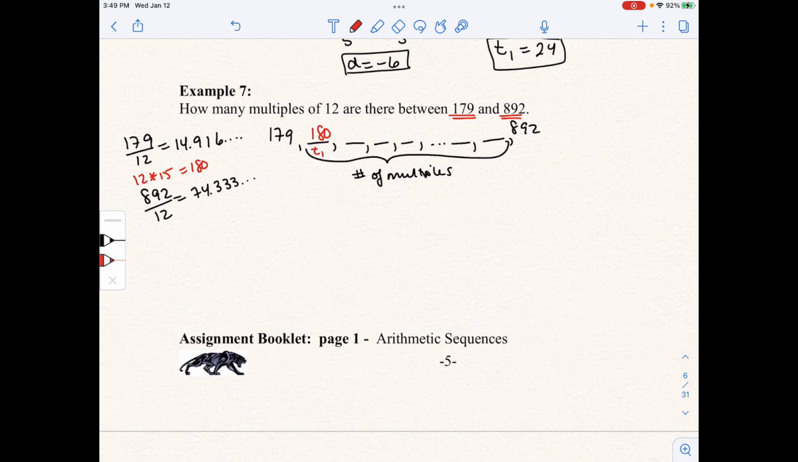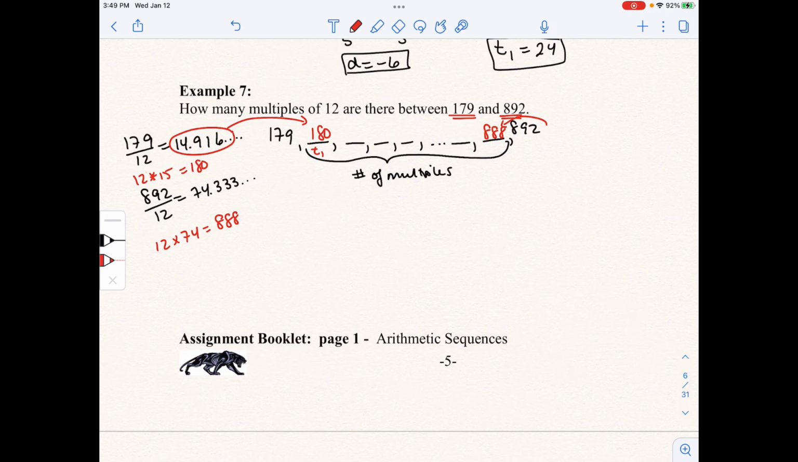So we had to go a little bit bigger, okay? We had to go a little bit bigger because we want numbers between 179. So bigger would be the 15th, right? 15th multiple of 12. And then smaller than 892, okay? We need to go smaller, less than 892, would be 74. So 12 times 74. 74th multiple of 12. And 12 times 74 is 888. So this is our last multiple of 12 in between 179 and 892.